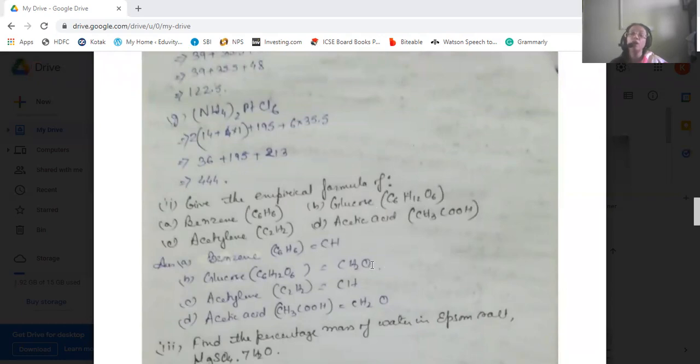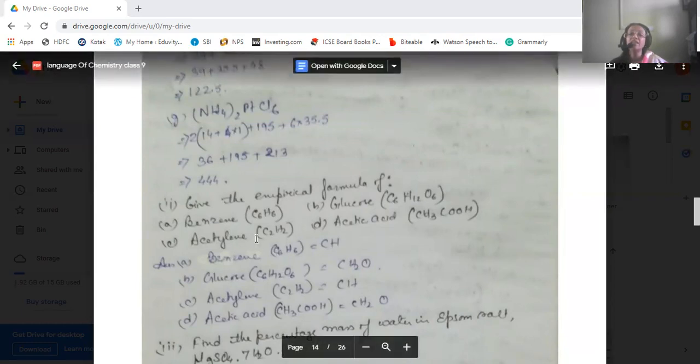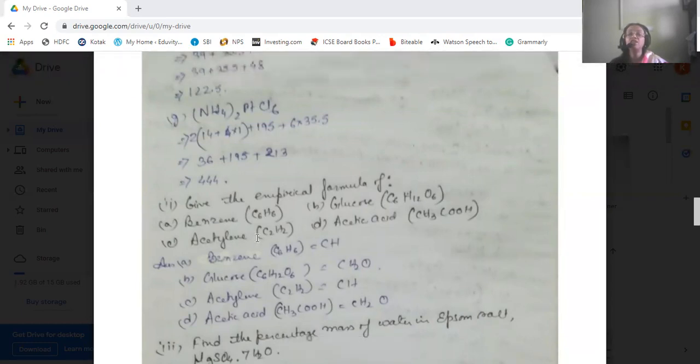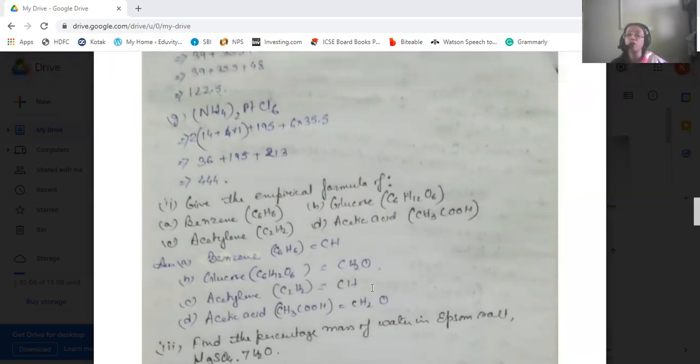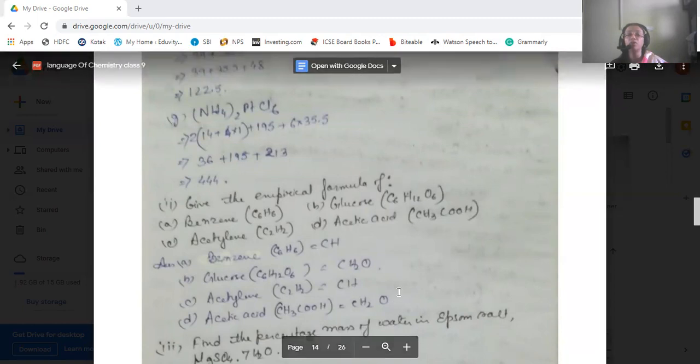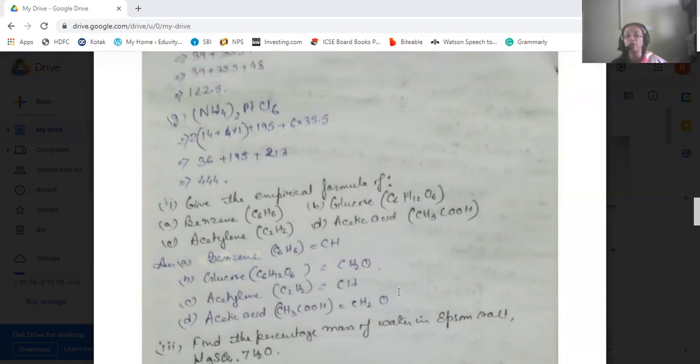The empirical formula will be CH2O. Then acetylene, molecular formula is C2H2. So acetylene will have the empirical formula of CH, like benzene. Then acetic acid, CH3COOH, molecular formula. So it will come to like the glucose empirical formula, which will be CH2O.